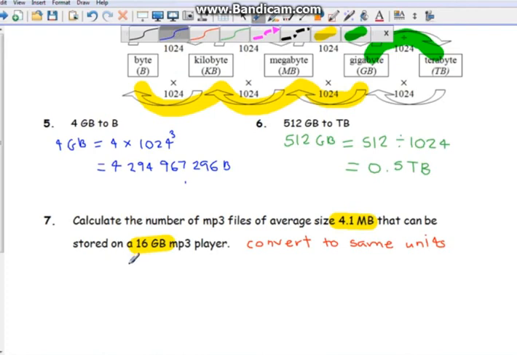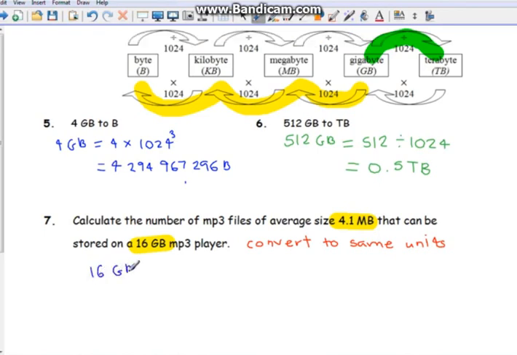So we can divide through how many can fit into, divide into. So we're going to change our 16 gigabytes into megabytes. So 16 times, going from back up here, gigabytes to megabytes. We're going to go from here to here. So we're multiplying by 1024. On your calculator, that will come up to be 16,384 megabytes.